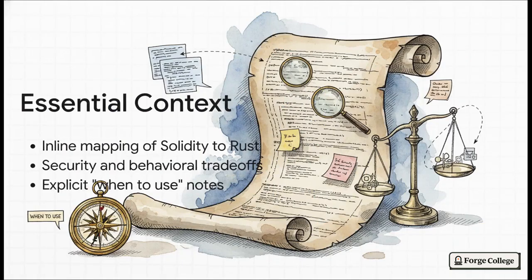But wait, you can't just drop raw, naked code onto a page and call it a day. Code without context is honestly a recipe for disaster. You absolutely must provide inline mapping comments that explain your design rationale. Why do we choose an idiomatic Anchor rewrite over direct fidelity? What are the security trade-offs? Like, how does ownership validation actually differ in a stateless model? And finally, you have to provide explicit when-to-use migration notes. This tells the reader exactly under what specific circumstances this pattern is the right tool for the job.